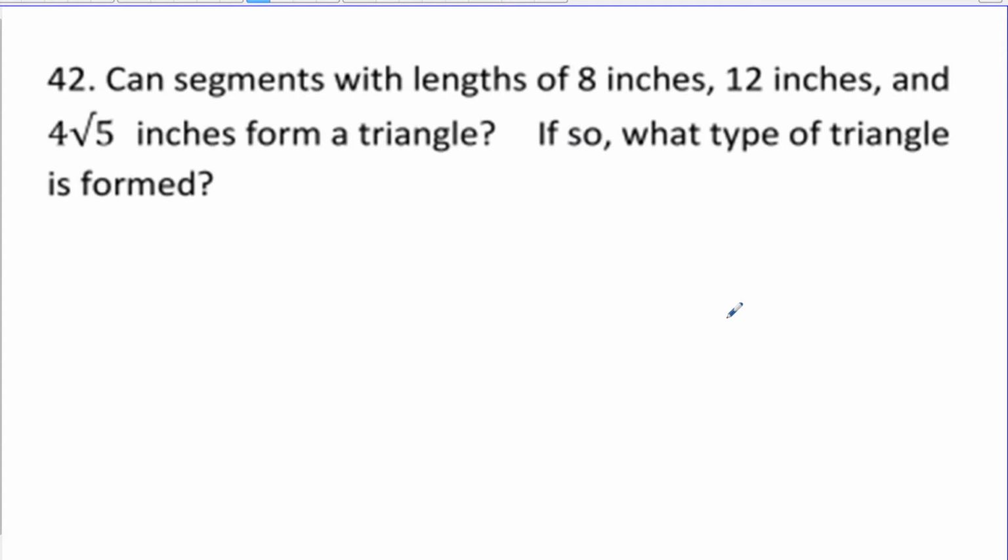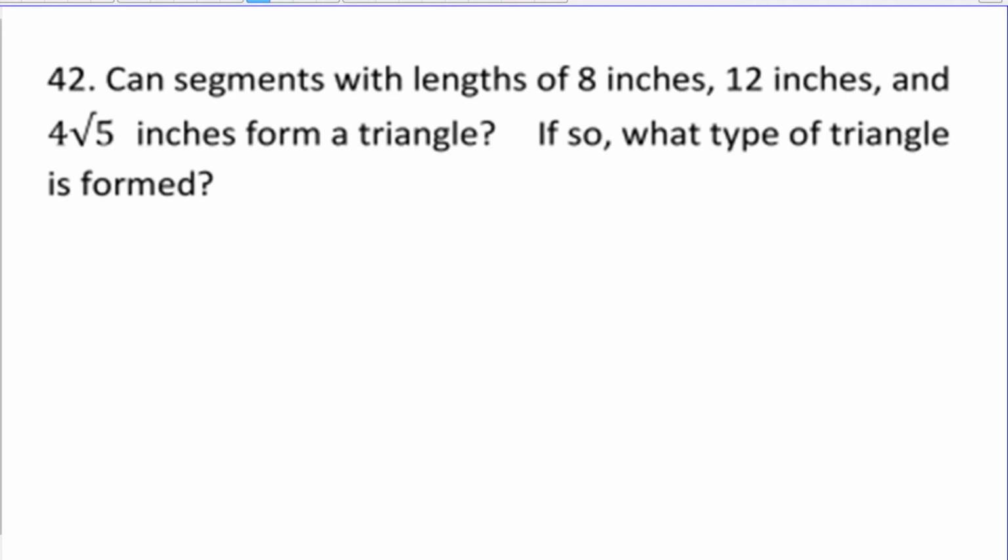Problem number 42. It says, can segments with lengths 8, 12, and 4 root 5 form a triangle? So let's answer that one before we go to the second one about what type of triangle is formed. In order for a triangle to exist, the two shorter sides have to add up to a number that is larger than the third side. When I see this 4 root 5, it's throwing me off a little bit because I don't know if that's bigger or smaller than 8 or 12.